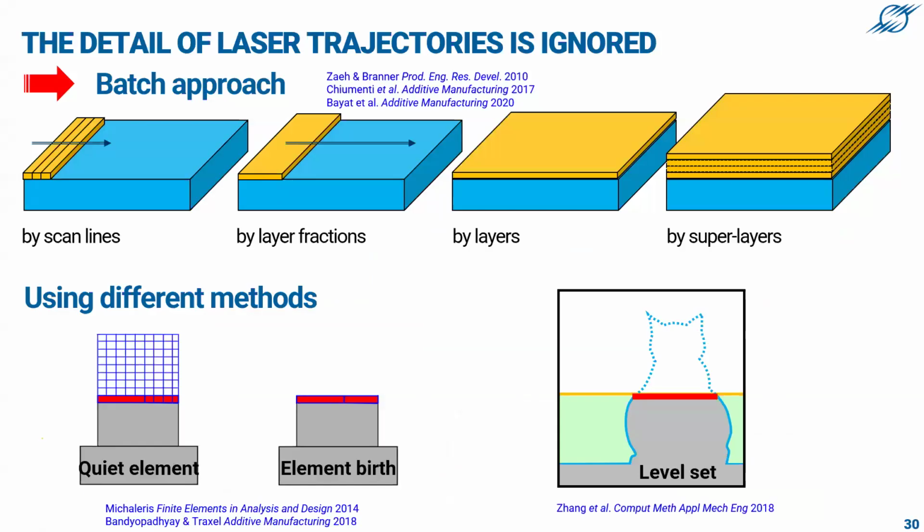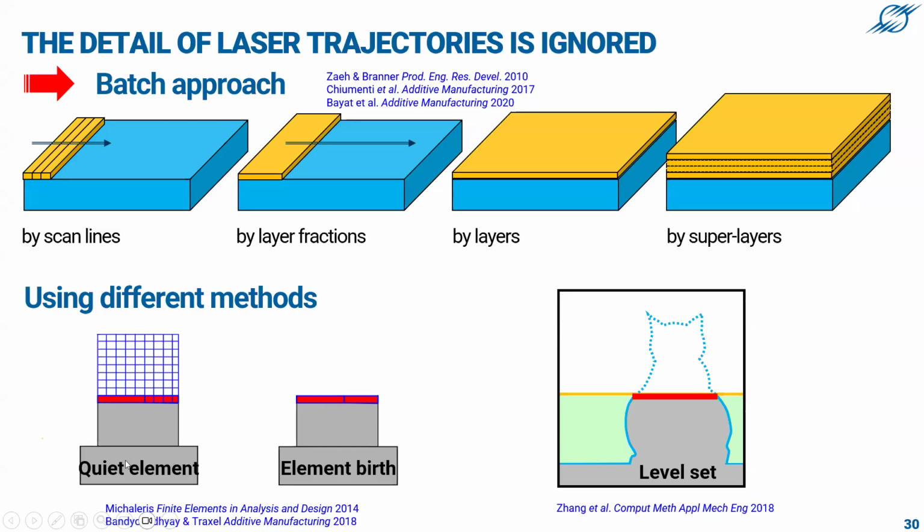So at part scale, obviously, the detail of the laser trajectories cannot be replicated. And we must proceed by what I call a batch approach, grouping scan lines in layers, for instance, or even in full layers, or even in meta layers or super layers that will be deposited successively to create the part.